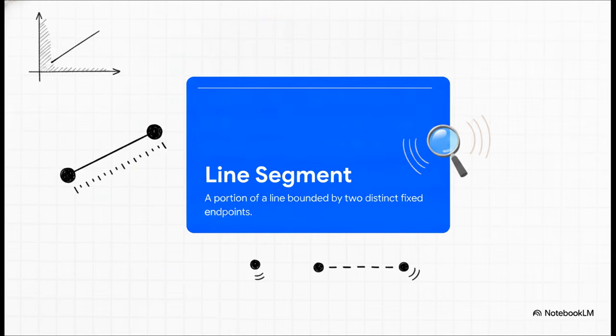Now, unlike a line, a line segment has two distinct fixed endpoints. It definitively does not go on forever, and because it's bounded like that, a line segment actually has a measurable length. That's a super critical distinction when we start calculating distances later on.